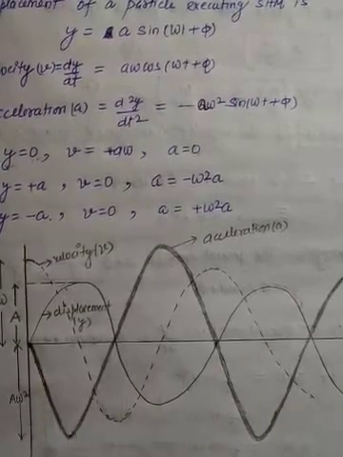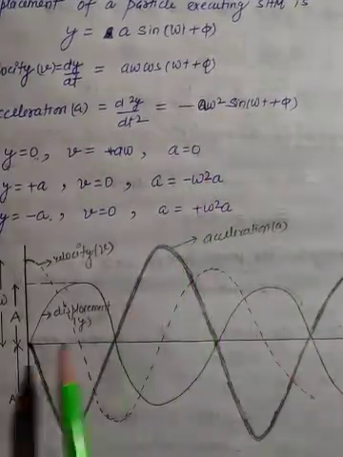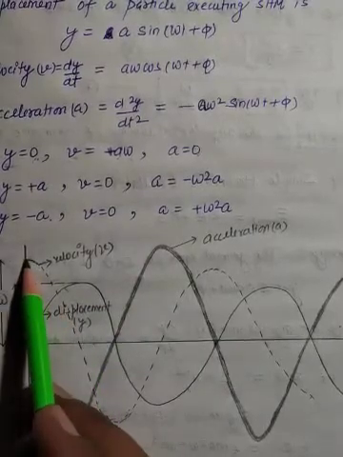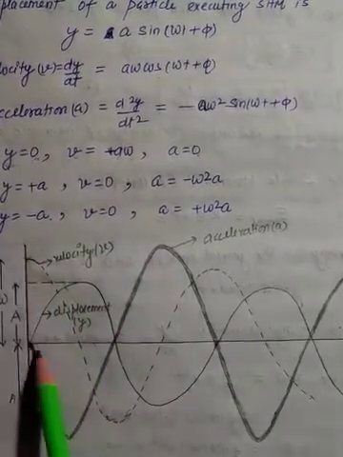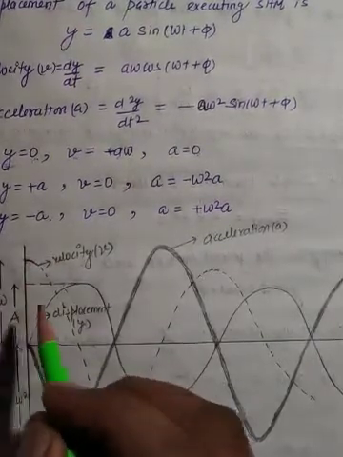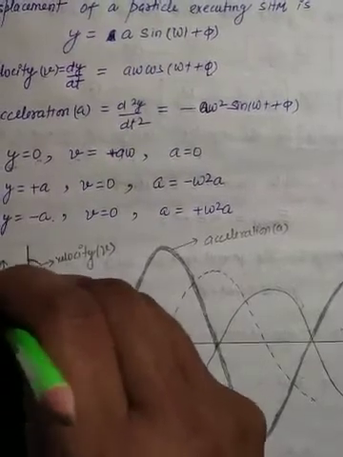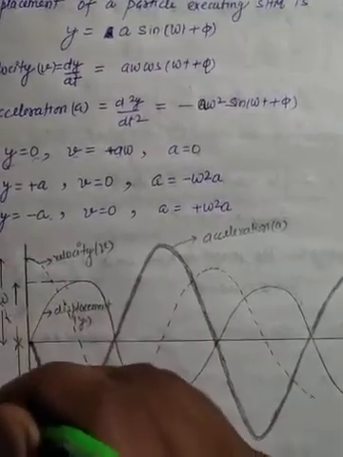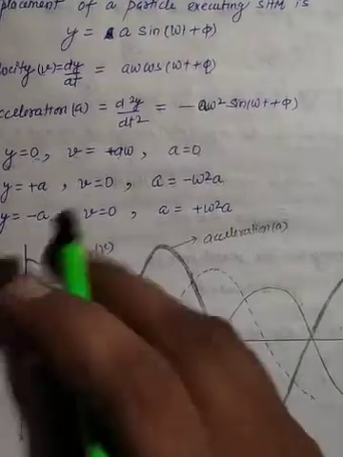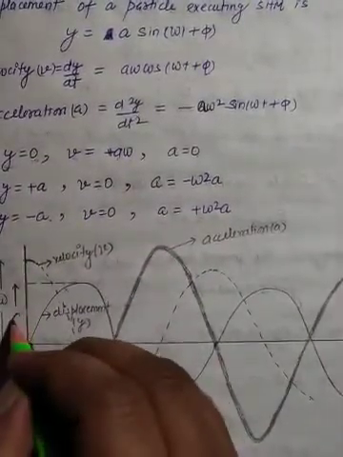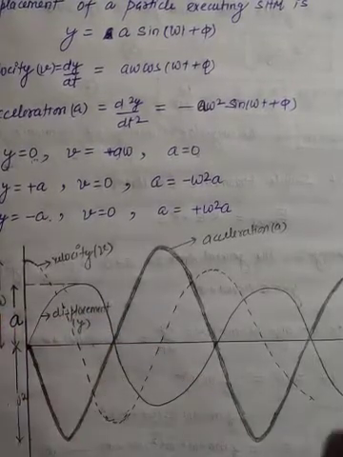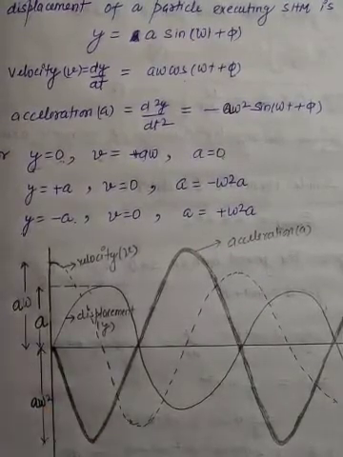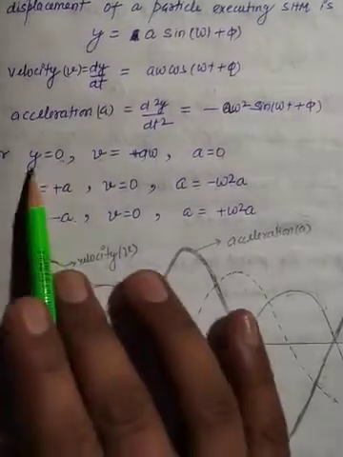Now when displacement is 0 and acceleration is 0 at this point, the velocity of the particle will be plus a omega, and look at here, the graph of the velocity is plus a omega. This value here is a omega square. This is a omega, this is a omega, and this is a omega square. Now this condition is satisfied.